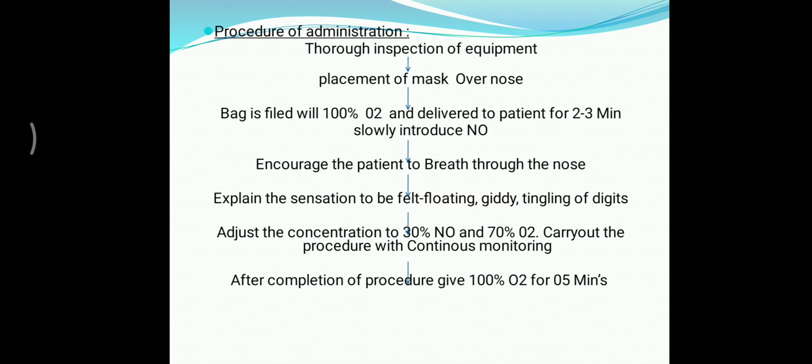And procedures of administration: thorough inspection of equipment, placement of the mask over the nose, and bag is filled with 100% oxygen and delivered to the patient for 2 to 3 minutes, and slowly introduce nitrous oxide. Encourage the patient to breathe through the nose and explain the sensation to be felt: floating, giddy, tingling of digit. Adjust the concentration to 30% nitrous oxide and 70% oxygen. Carry out the procedure with continuous monitoring. After completion of procedure, give 100% of oxygen for 5 minutes.